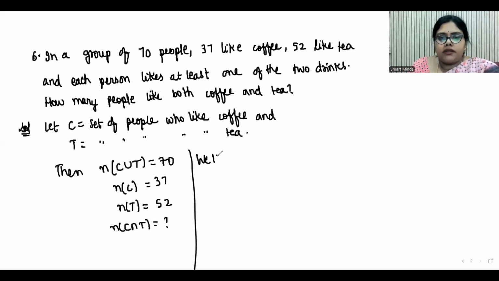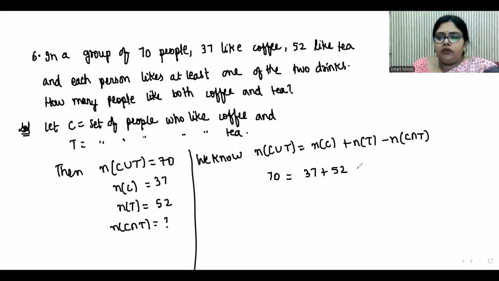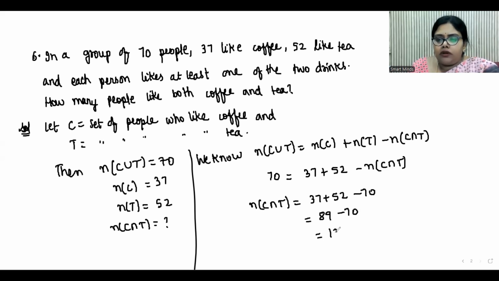So what is the formula we know? n(C ∪ T) = n(C) + n(T) − n(C ∩ T). So n(C ∪ T) is 70, equal to 37 plus 52 minus n(C ∩ T). If you want n(C ∩ T), that is 37 plus 52 minus 70. That is equal to 89 minus 70, which is equal to 19. 19 is the final answer.